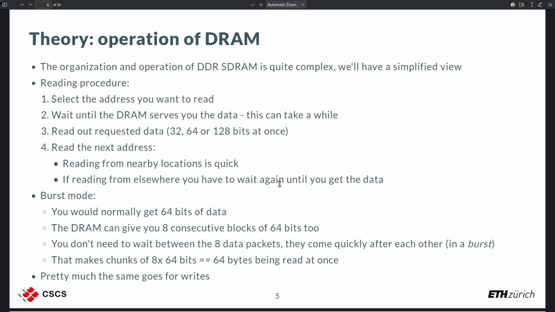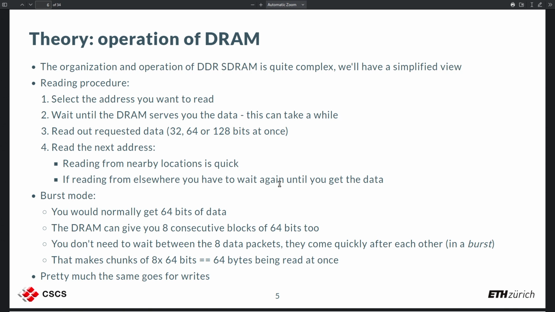Now, how do you read from DRAM? First, you have to set the address to the DRAM that you want to read. And then the DRAM is going to do some processing. And in the meanwhile, you just wait. That is, the CPU is just waiting while the DRAM is preparing to serve the memory to you. And finally, once the waiting is done, you get, say, 64 bits of data from the DRAM. And you can just read that out from the pins of the memory module.